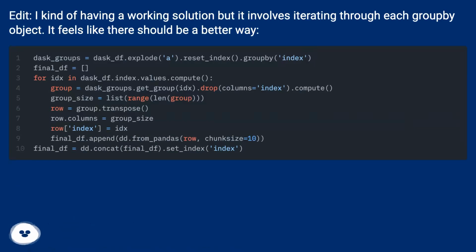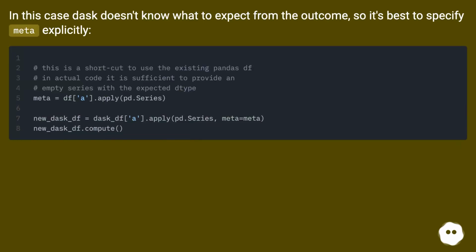Edit: I kind of have a working solution, but it involves iterating through each groupby object. It feels like there should be a better way. In this case, Dask doesn't know what to expect from the outcome, so it's best to specify meta explicitly.